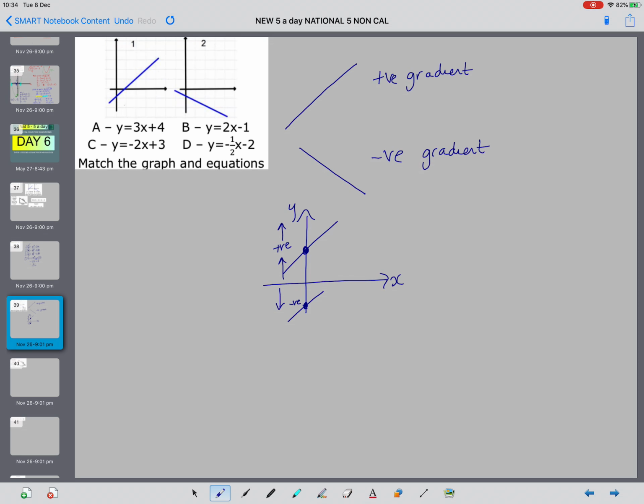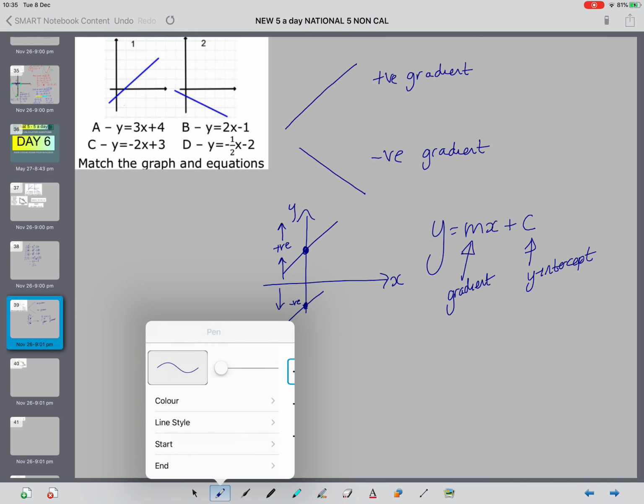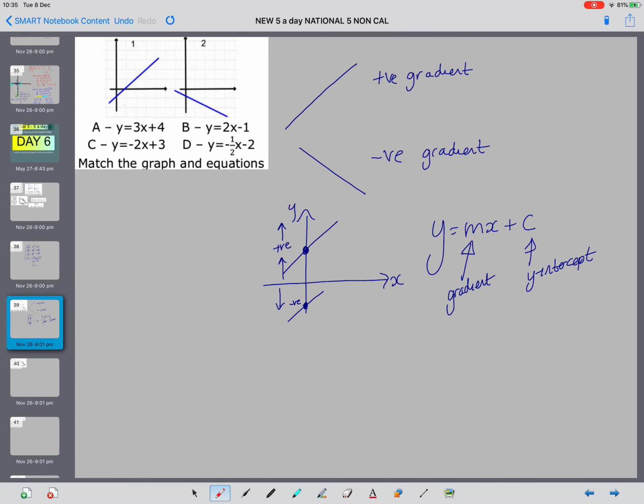So thinking about all of that there, and thinking about your y equals mx plus c, your gradient is here, and this is your y-intercept. Okay, so graph 1, if we look at graph 1 first, just change the colour of my pen. So look at this one first of all. So it's a positive gradient. Okay, so the number in front of the x has to be positive.